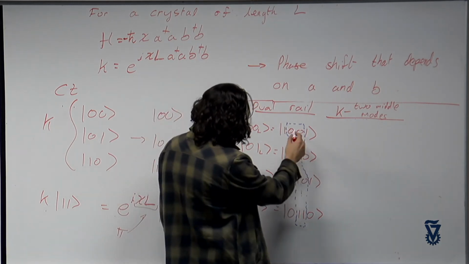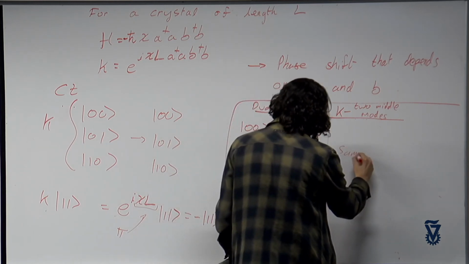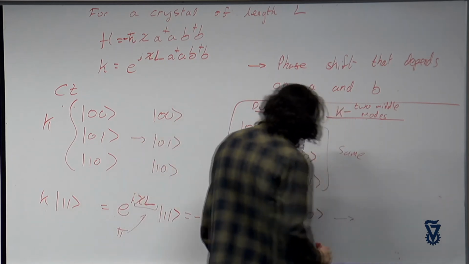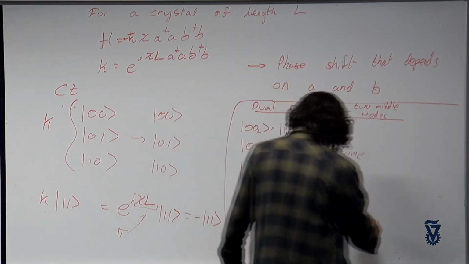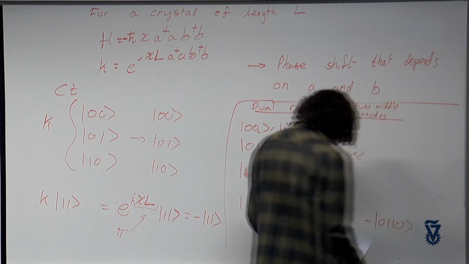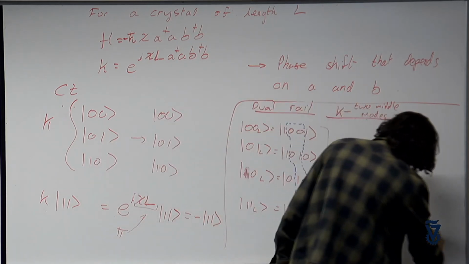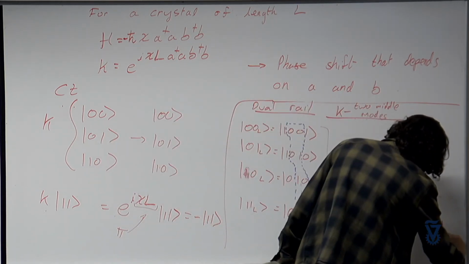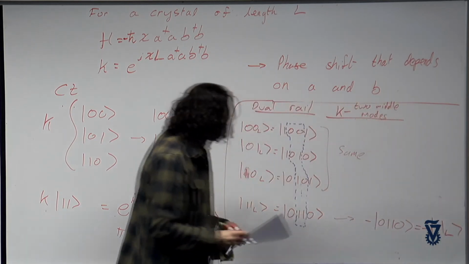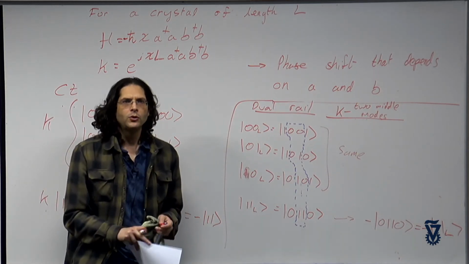And if you apply k on these, you can see that this stays the same. But if you apply k on this, then you get a minus sign. So you get minus, which is basically minus the 1, 1 logical state. And this is a C-phase operation between 2 dual rail qubits.